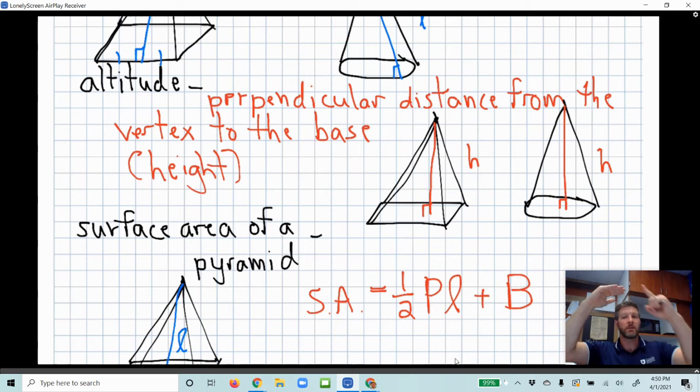That's actually like a hypotenuse, whereas altitude is more like a leg. You can see that's why there's a right angle. It goes straight from the top of the vertex and down at a right angle to the base. That's your altitude. So know the difference between slant height and altitude, because you're going to see in the formulas it makes a difference.